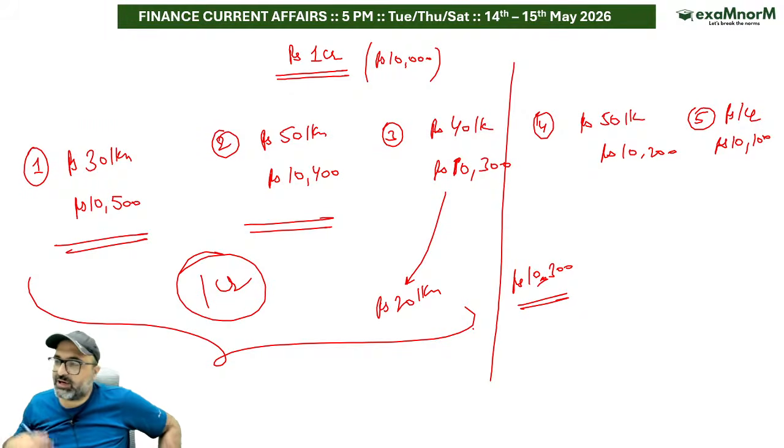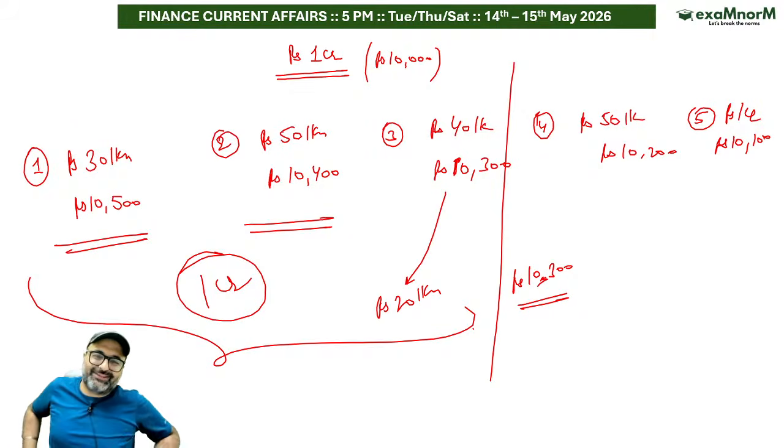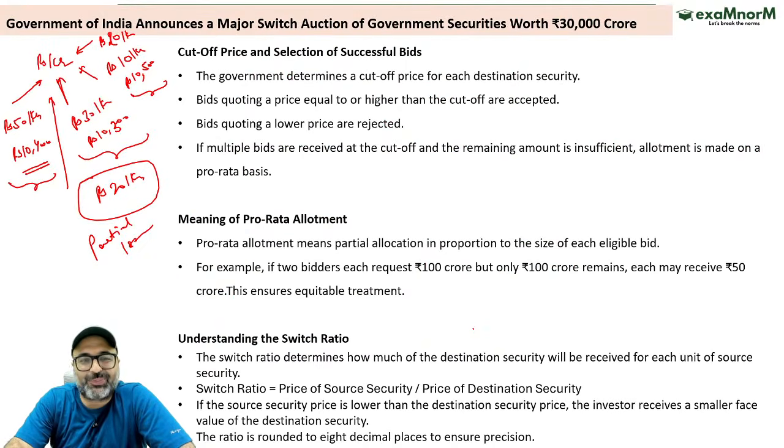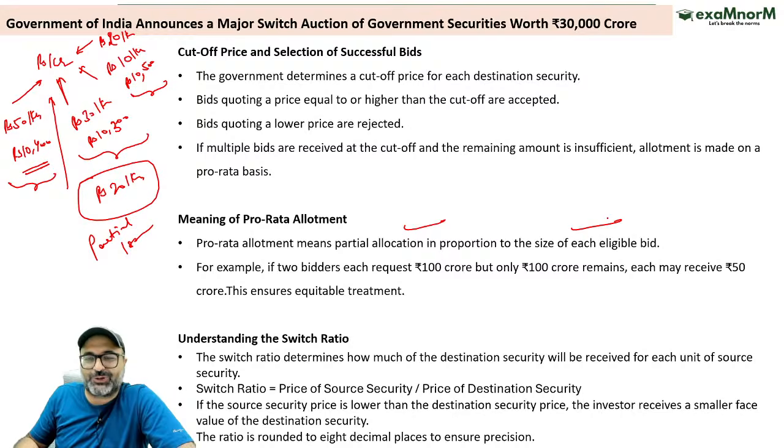Then again, the government will do the same. If required, if there is money they will pay, otherwise they will do the same. Then we have pro rata allotment, which means partial allocation in proportion to the size. If two bidders bid 100 crores but only 100 crore is remaining, they will get 50 crores each.